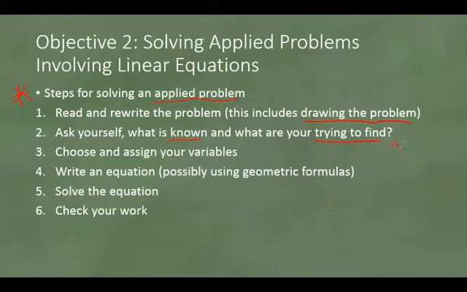Usually this is the variable that you're going to say is called x. Choose and assign your variables. This goes along with choosing what you're going to call x or what you're going to call a, b, or c. You might have more than one variable that you need to find, but you need to say what it is that you want to label them as, and then write it down.